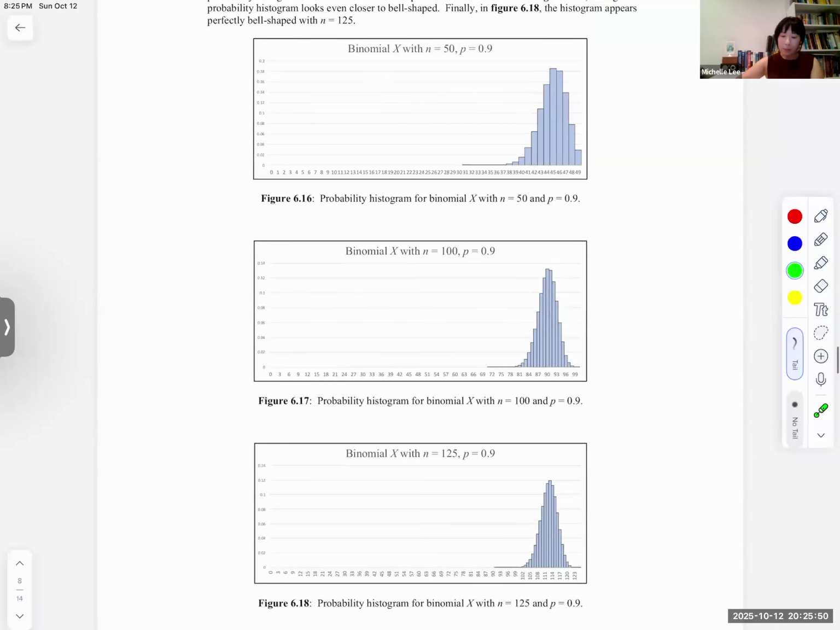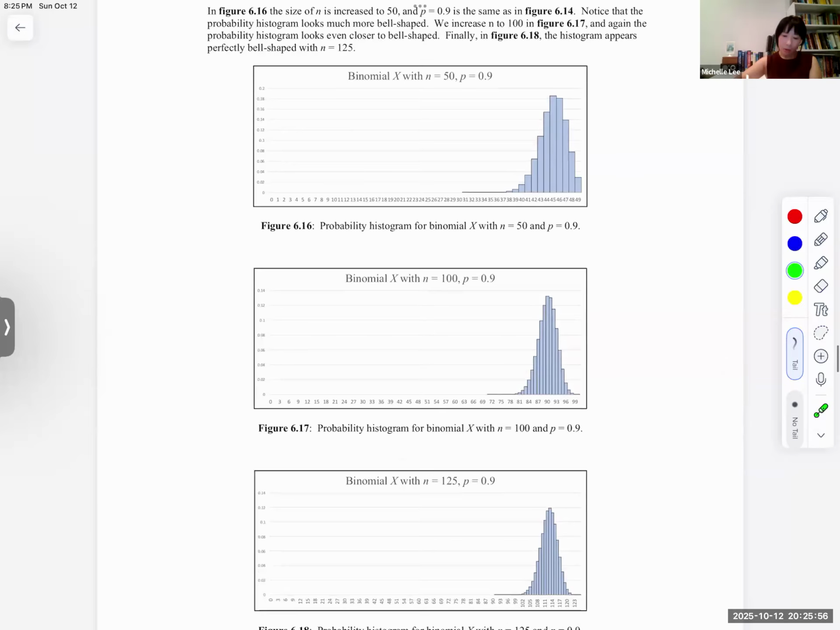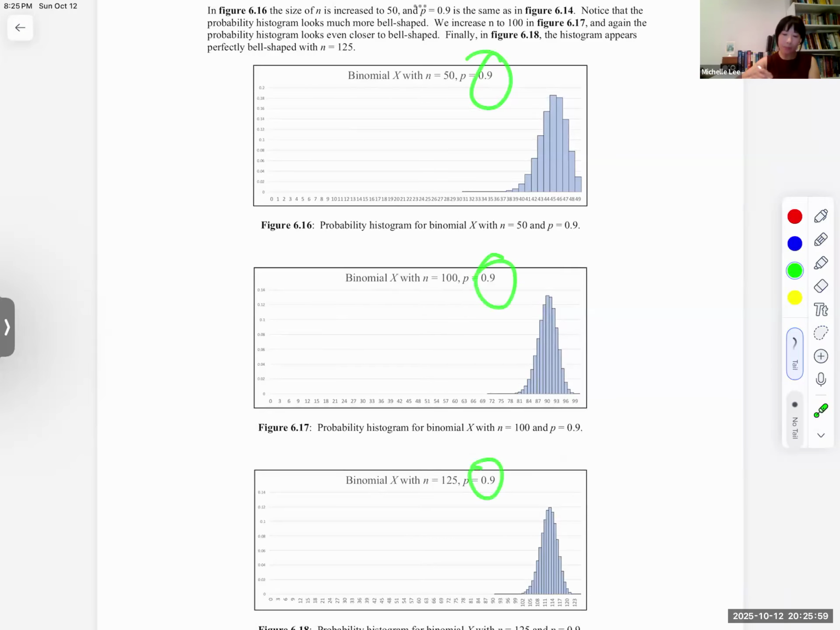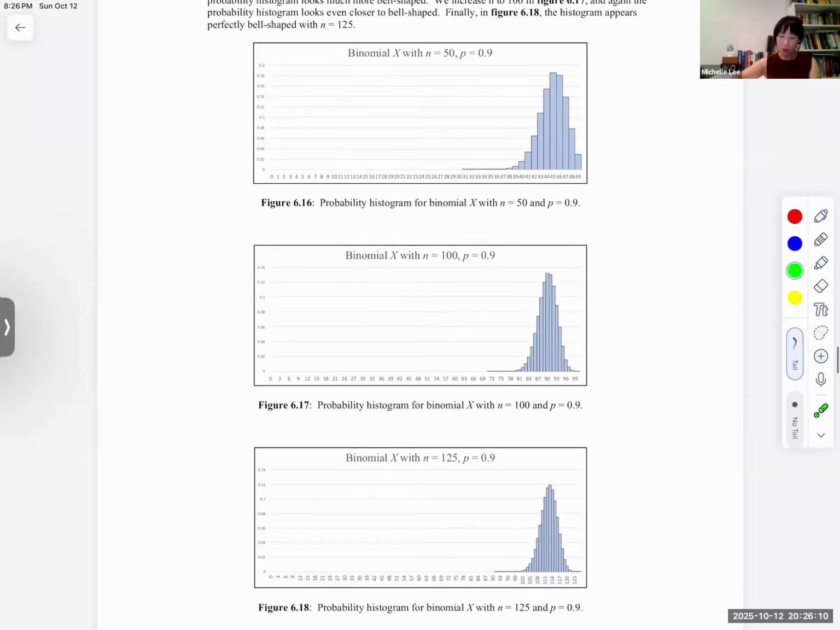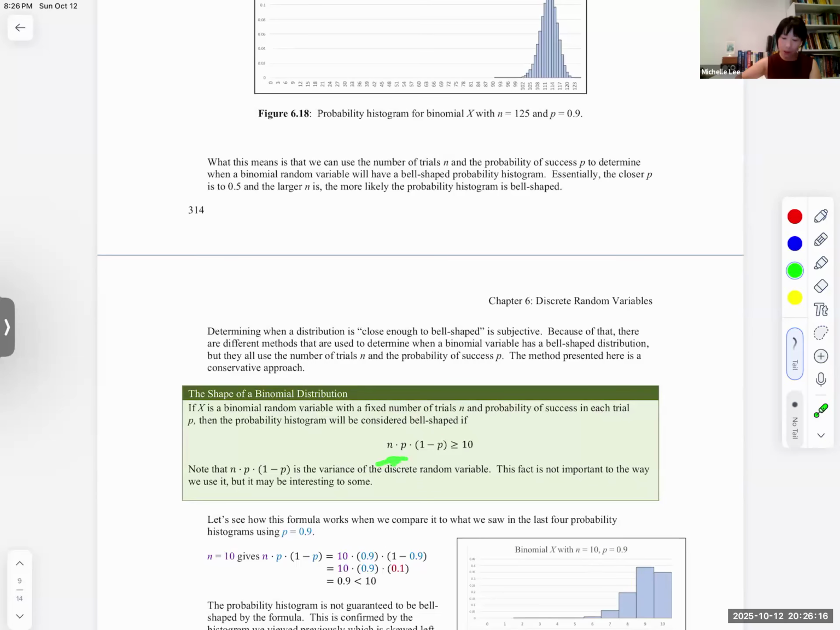Okay, graphically, we can see that we have the same probability, then when n is increased, the shape goes toward a bell shape, right? Okay. How do you check algebraically? We can check whether n times p times 1 minus p is greater than or equal to 10. Then we can say the shape is bell shape. All right.